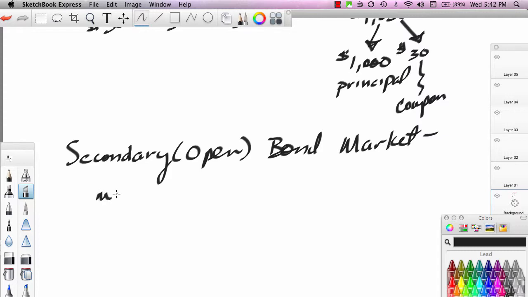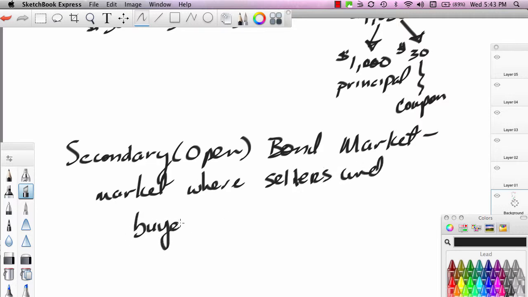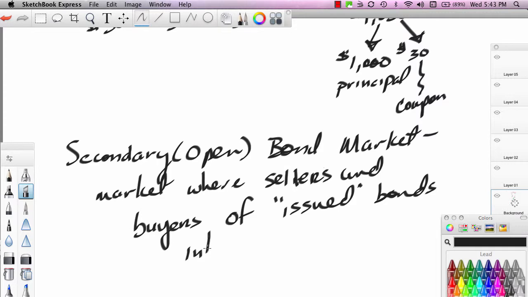So this is the market where sellers and buyers of issued bonds, in other words, bonds that have already been issued, interact. So every day there are literally millions of people out there selling bonds, and every day there's literally millions of people out there buying bonds.